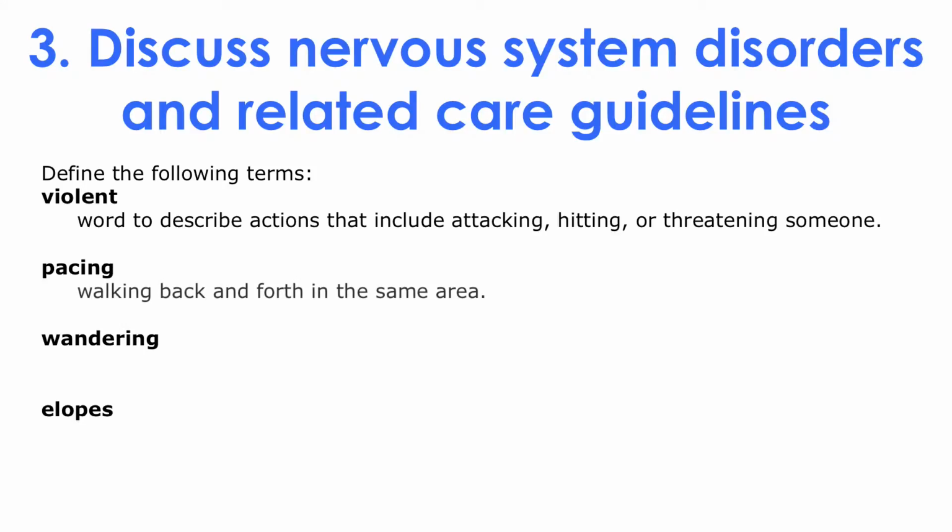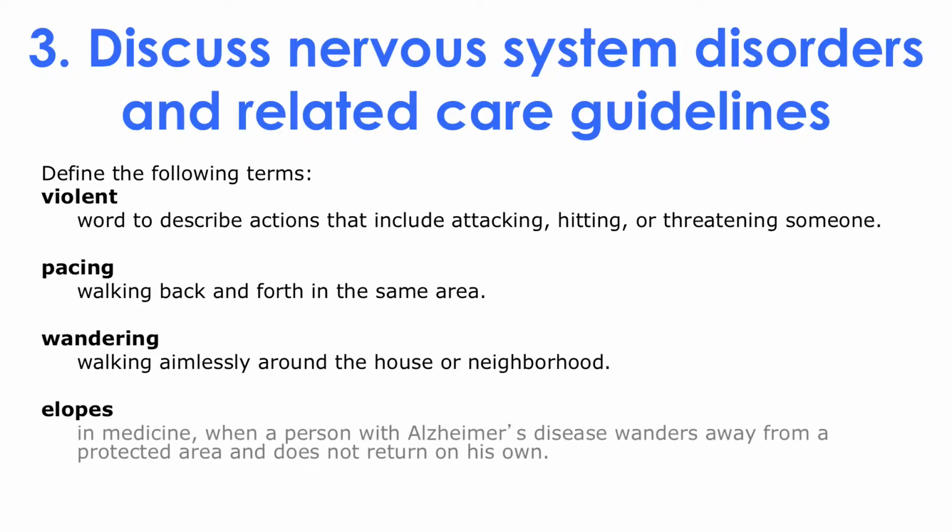Pacing is walking back and forth in the same area. So typically, some patients with Alzheimer's or dementia may be seen pacing back and forth, sometimes even at nighttime. Wandering is when somebody walks aimlessly around the house or the neighborhood. When somebody has dementia or one of those confusion reactions or episodes of confusion, they may leave the house, which can also cause problems, where somebody can get injured. Elopement, in the medical practice, is when a person with Alzheimer's disease wanders away from a protected area and does not return on his own. So it's almost part of wandering, but this is when they actually really go away and they cannot come back or know how to come back.